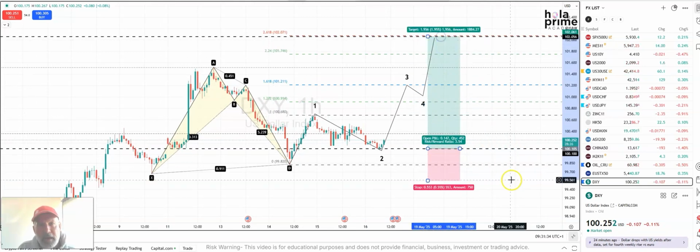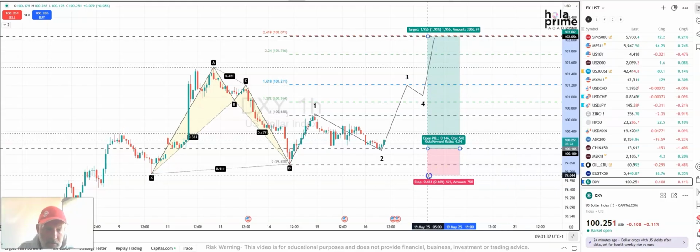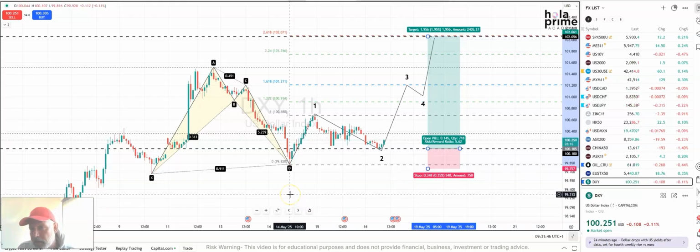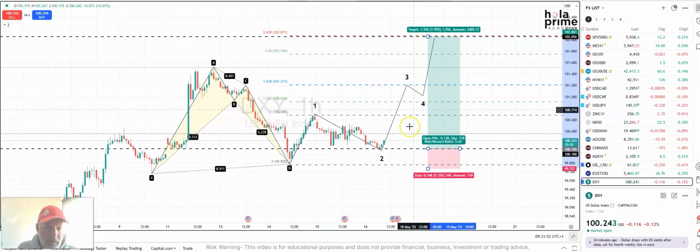I know where I want to get out of my long dollars, and I know where I'll stop myself out if it moves below the previous swing low, which is over here at 99.82. This is the most important part of trading and doing technical analysis and looking for your trade plans. You've got to plan your trade, and then you've got to trade your plan. And this is the most important factor here.